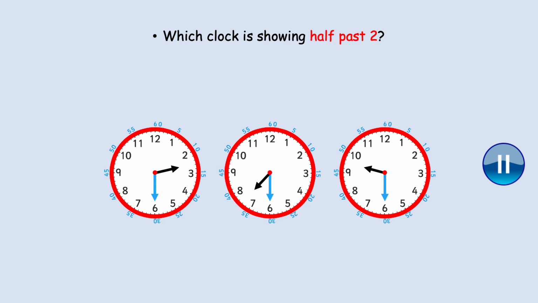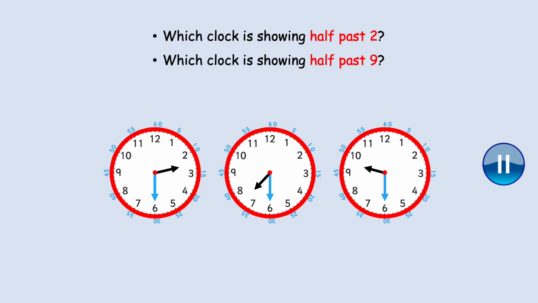Which clock is showing half past 2? Pause the video while you look and point to the clock that is showing half past 2. There we go, well done. The small hand is past the 2 but hasn't got to the 3, and the big hand is showing us half past.